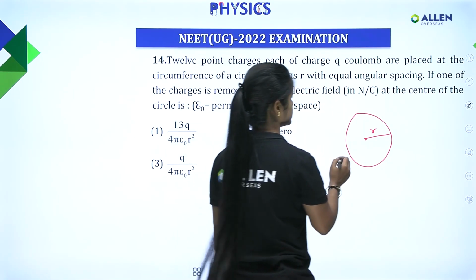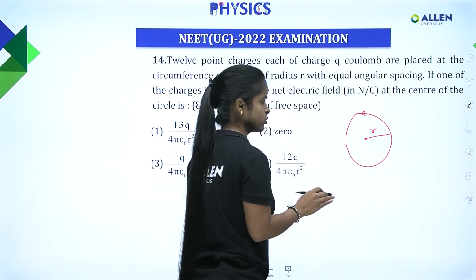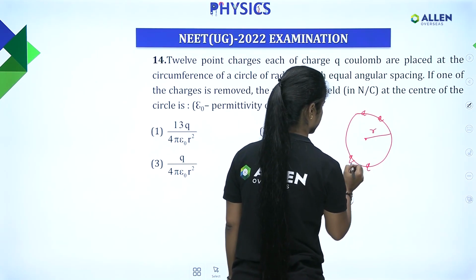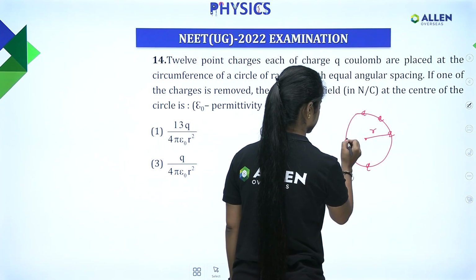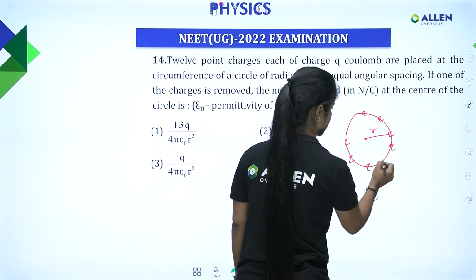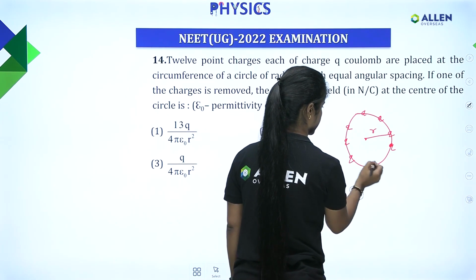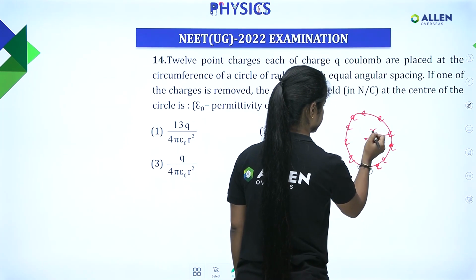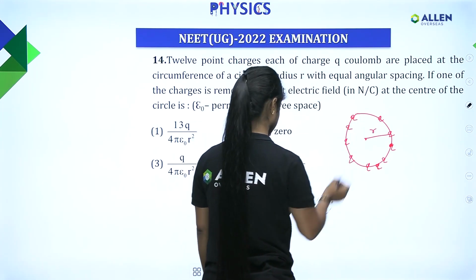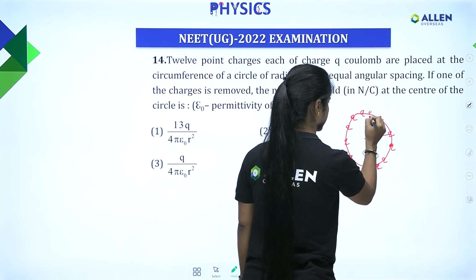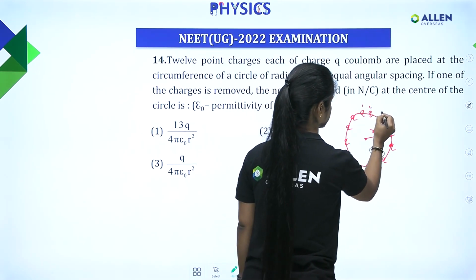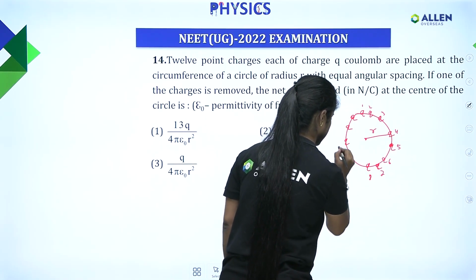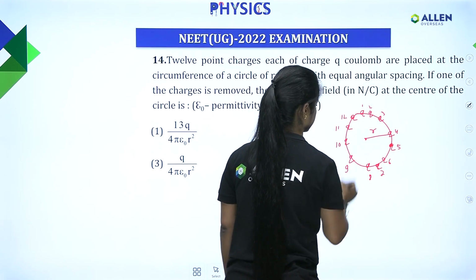In the initial condition, we have to arrange 12 charges equally spaced. So here I am going to do the same: 1, 2, 3, 4, 5, 6, 7, 8, 9, 10, 11, 12, right? Let's count: 1, 2, 3, 4, 5, 6, 7, 8, 9, 10, 11, 12, right?